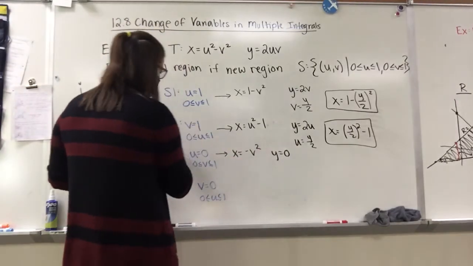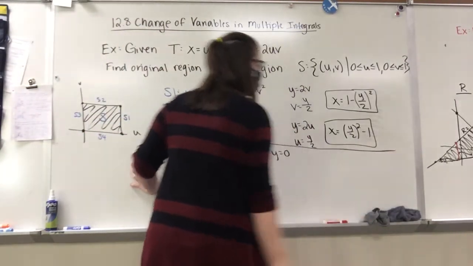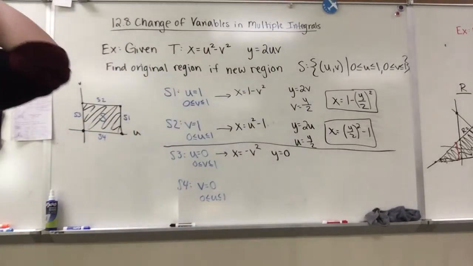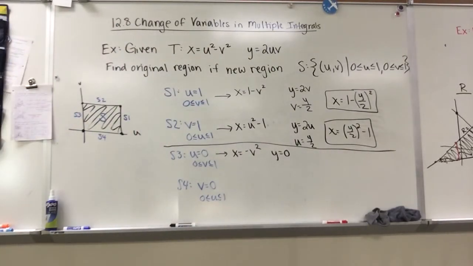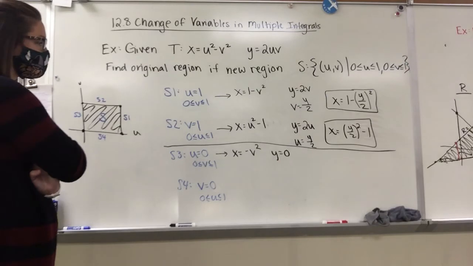What are we gonna do here? So the first two were kind of nice because we could just plug in and get some parabolas, but what are we gonna do for these bottom two? I did my substitution. I put in u equals 0. I got x equals negative v squared.